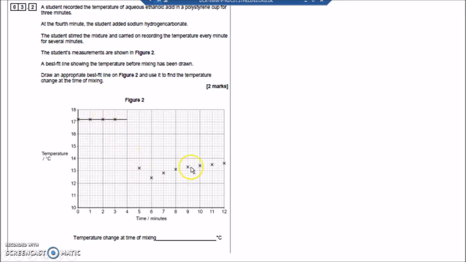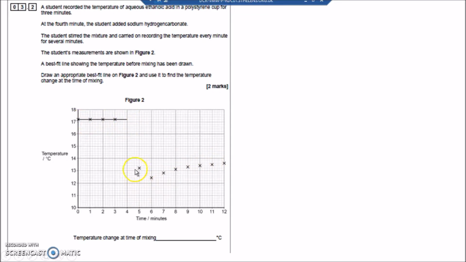I've plotted some points on the graph here, and I've extrapolated to time 4, because it says that I'm measuring the temperature in a polystyrene cup during this reaction, and on the 4th minute I've got ethanoic acid in a cup, and in the 4th minute I've added some sodium hydrogencarbonate. I can't measure the temperature at the 4th minute, that's why I haven't got a reading, but I've got readings for the others that have been plotted on the curve. But I need to find out what temperature it is at time 4 by extrapolating forwards and extrapolating backwards.